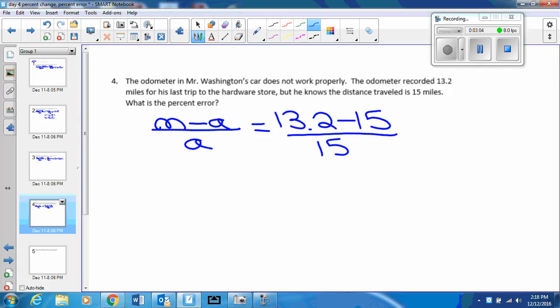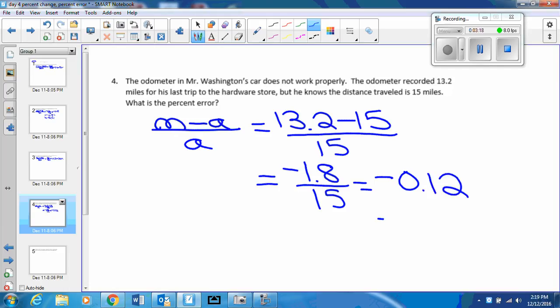So it's going to be negative because he underestimated, or his odometer was too low. So I'm going to divide negative 1 8/10 by 15, which gives me negative 0.12. As a percent, negative 12%. So the 12% error is too low. That's what the negative means.